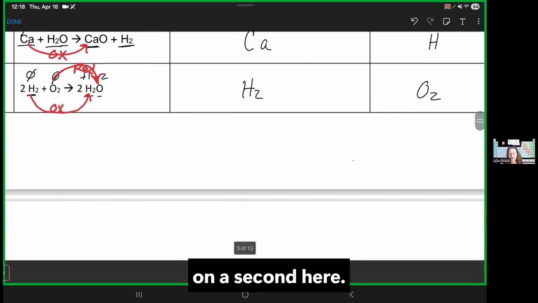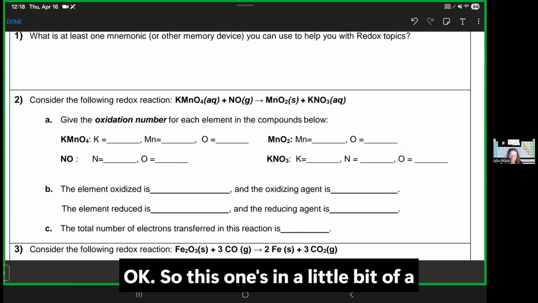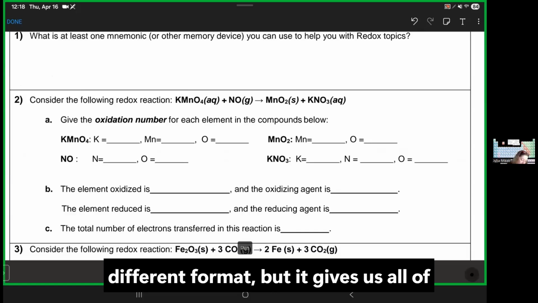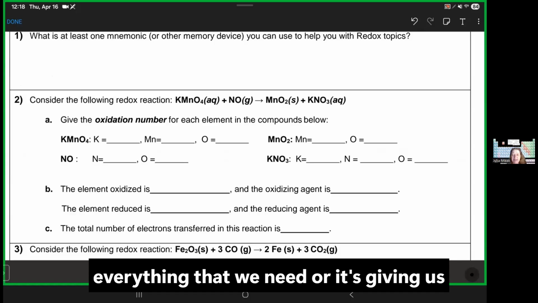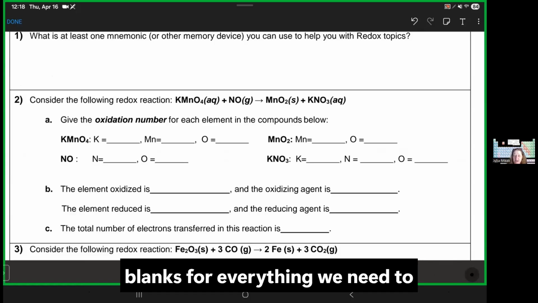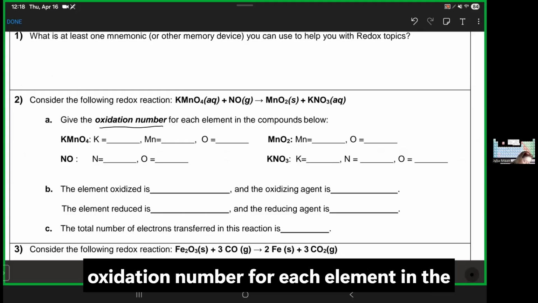All right, hold on a second here. Okay, so this one's in a little bit of a different format, but it gives us all of our information. It's giving us blanks for everything we need to identify. So we need to give the oxidation number for each element in the compound.